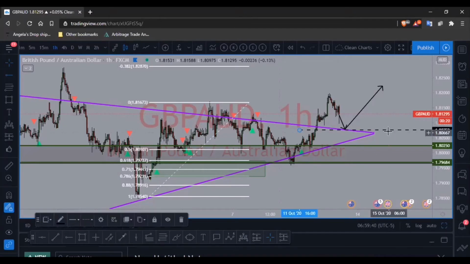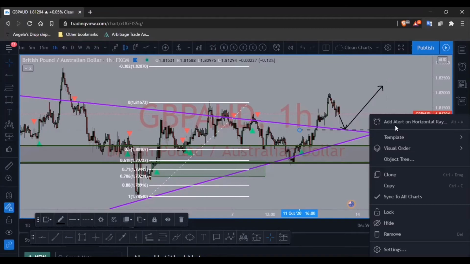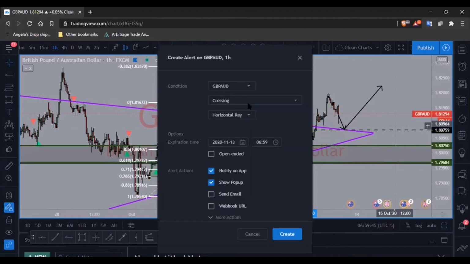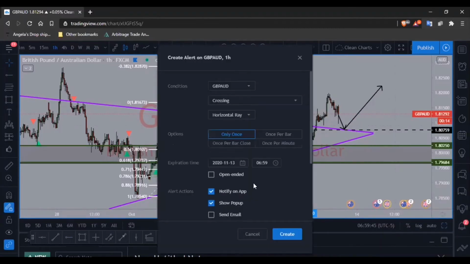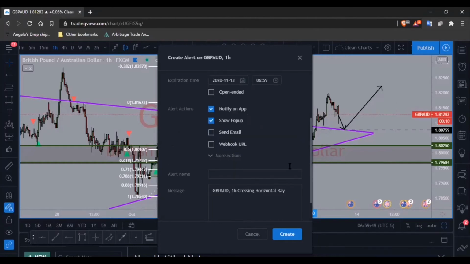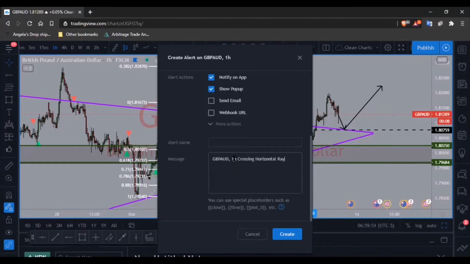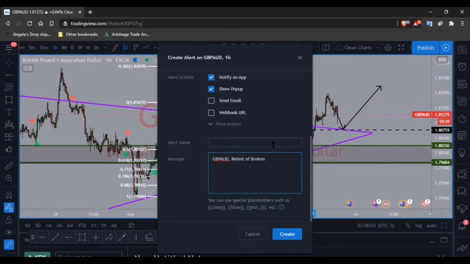I'll put an alert here. And then I'll call it a retest of... if you want to call that a wedge, whatever you want to call it, but that's what I'm looking for, a retest of that.